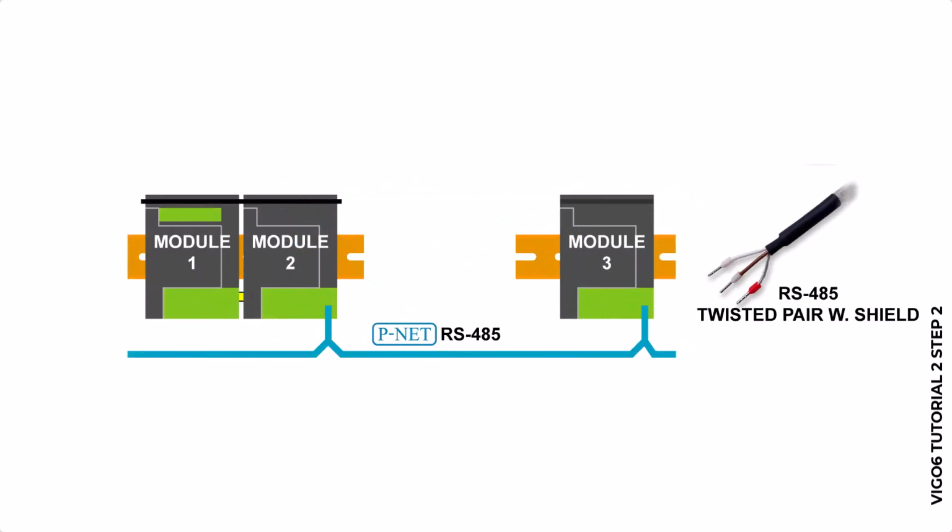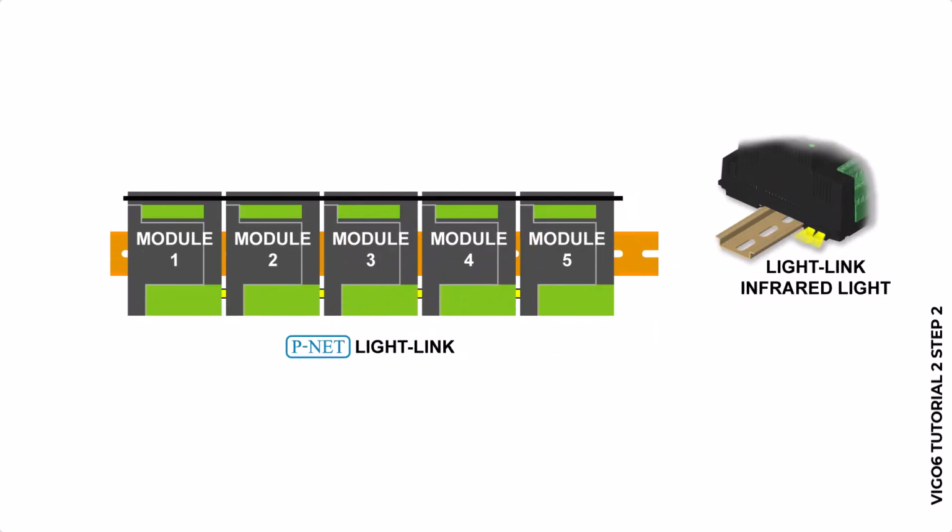PNet on RS485. PNet on RS485 is using a shielded twisted pair cable with up to 125 devices. PNet Light Link. Light Link is a PNet with up to 125 devices, using infrared light to communicate between devices mounted on a DIN rail.